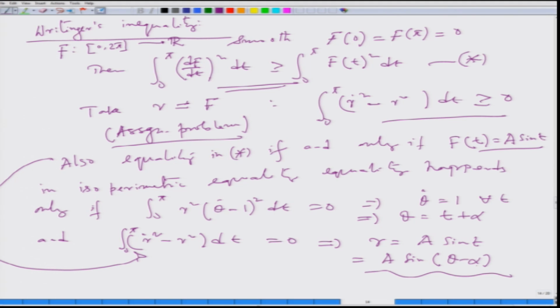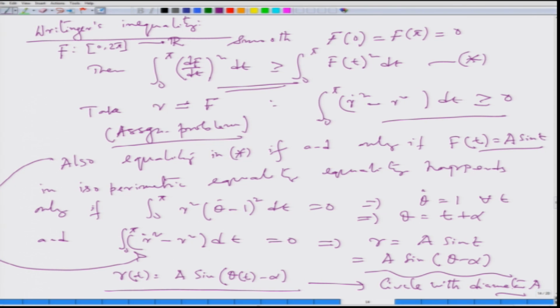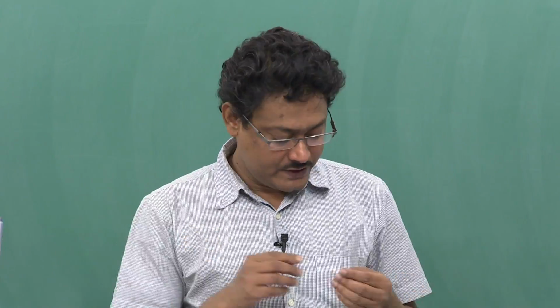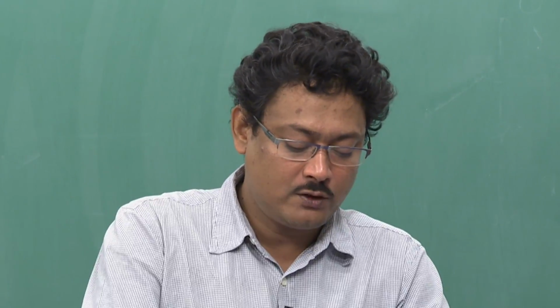Now, what is this? r(t) equal to a sin of theta(t) minus alpha. What is the equation of this? This is a circle with diameter a. So, that is the proof of the isoperimetric inequality, which, as I said, in layman's terms says that among all closed curves with a given length, given perimeter, the circle has the maximum area. That ends this module for curves and surfaces. Next time we will start with surfaces.